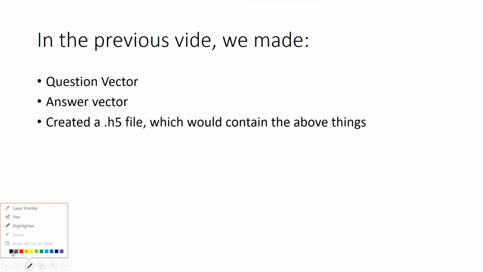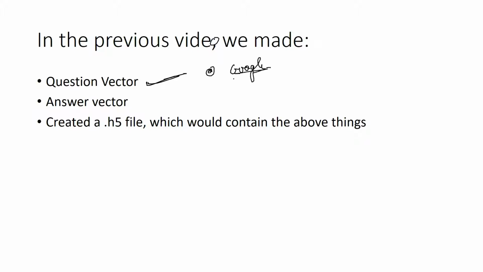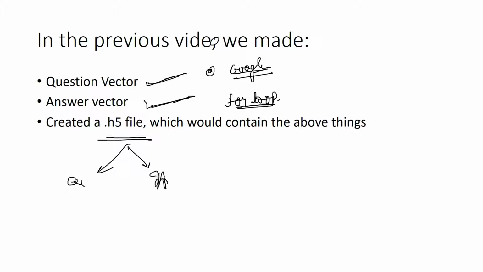So hi again. In the last video we have seen that we had made a question vector out of the Google News vector and an answer vector with the help of means by applying a for loop, and then we had created a h5 file which would contain both things, the question vector and the answer vector.